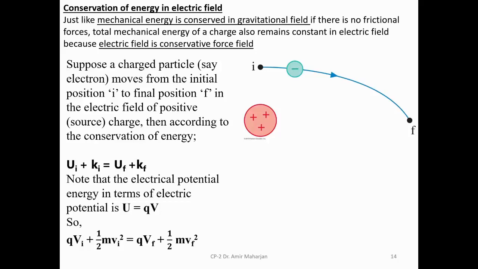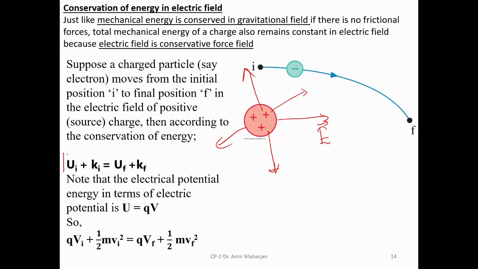So here is the example. Here, this is the main source charge, right? It produces an electric field. This is the electric field produced by this source charge, and the electric field is a conservative force. Since the electric field is a central force, it is a conservative force field. So say an electron or any negative charge moves from some initial point to a final point. The total mechanical energy of this moving negative charge should remain constant. That means energy should remain constant.